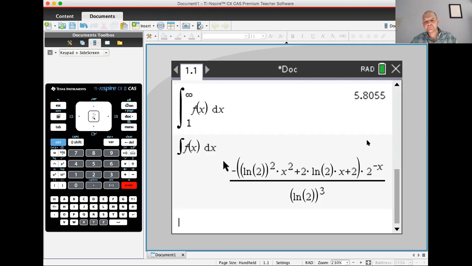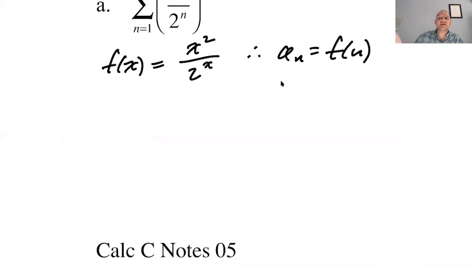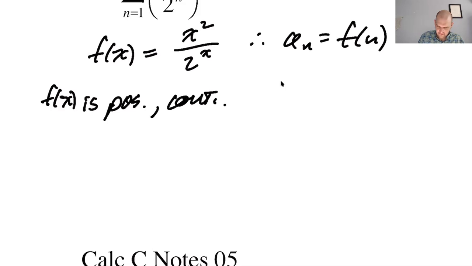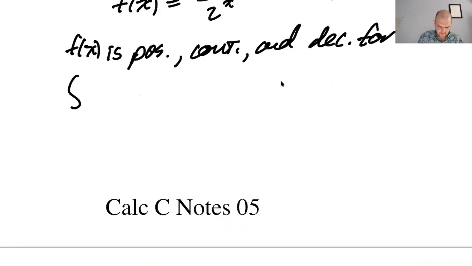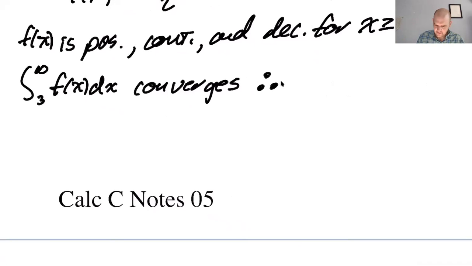So let's see. What I like to see, and you don't usually have to prove this for AP exam type stuff, usually they would ask you to find the intervals on which this function is decreasing. So I'm going to say f of x is positive, continuous, and decreasing for x greater than or equal to 3. I'm going to say that the integral from 3 to infinity of f of x dx converges. Now, how do I know that? I know that because the integral from 1 to infinity converges, so from 3 to infinity will also converge. Therefore, the sum.